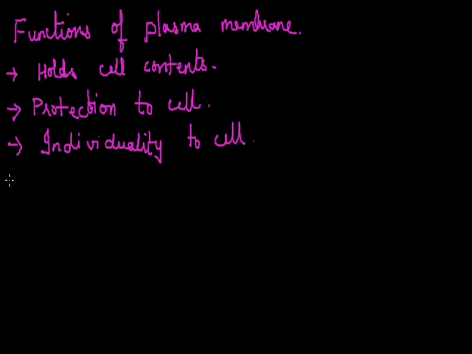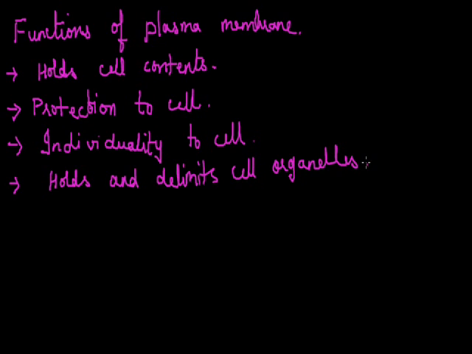It holds the cell organelles in their place and delimits the cell organelles. So they have a definite home. It helps in cell recognition. With the help of glycolipids and glycoproteins, it is able to differentiate similar cells from dissimilar cells.